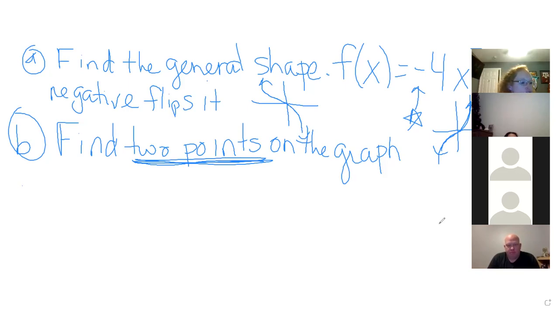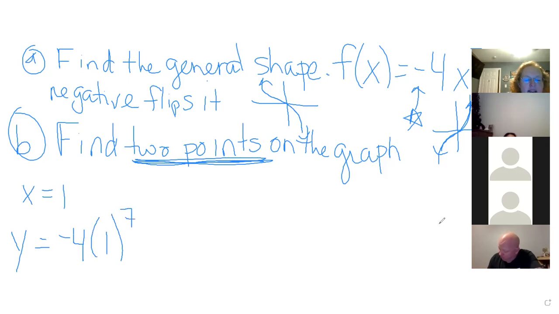Okay. Here's the good news though, that doesn't make the second part any different. The second part is still find 2 points on the graph. So even though it has a negative, we're still going to go about it the same way. We're just going to pick x is 1. If x is 1, then y would be negative 4 times 1 to the 7th.